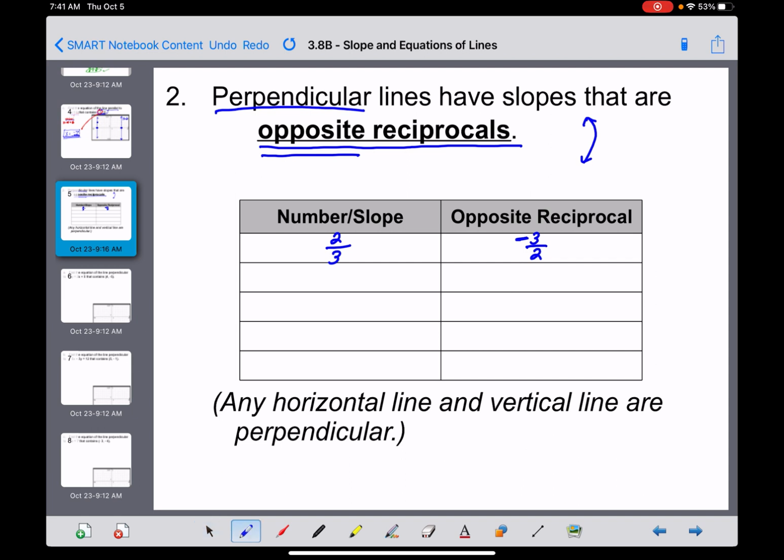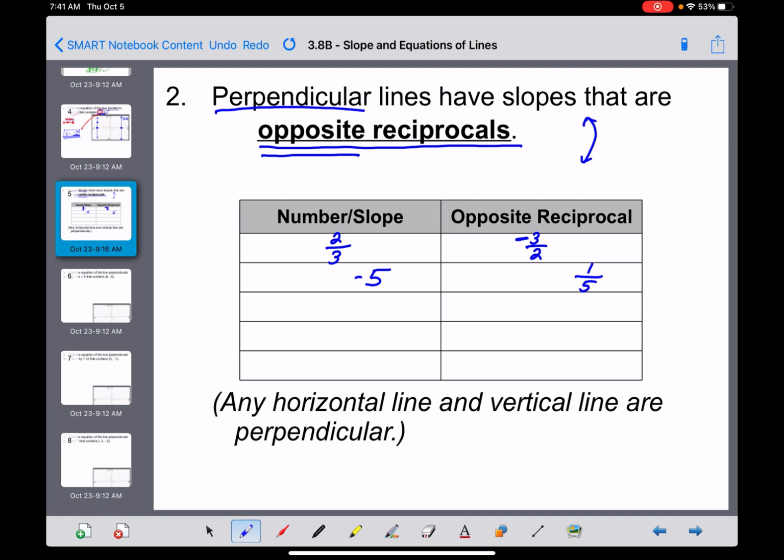What else? What if your slope was a whole number? Like, I'm going to make it negative, but what about negative 5? Okay, remember that you can take any whole number and turn it into a fraction by putting a 1 on the bottom. So that negative 5 is actually negative 5/1. And when we reciprocate negative 5/1, we're going to get 1/5. The original number was negative, so this opposite reciprocal is going to be positive. So negative 5 has an opposite reciprocal of 1/5.